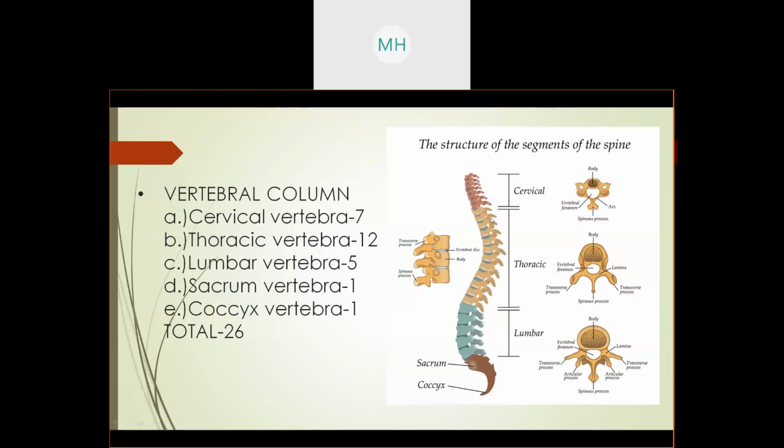Now let's number them. Cervical vertebra, how many do you have? 7. So, 1, 2, 3, 4, 5, 6, 7. So you have 7 cervical vertebrae in your backbone. Are you clear? Next, let's count thoracic vertebra. Thoracic vertebra, you have 12.